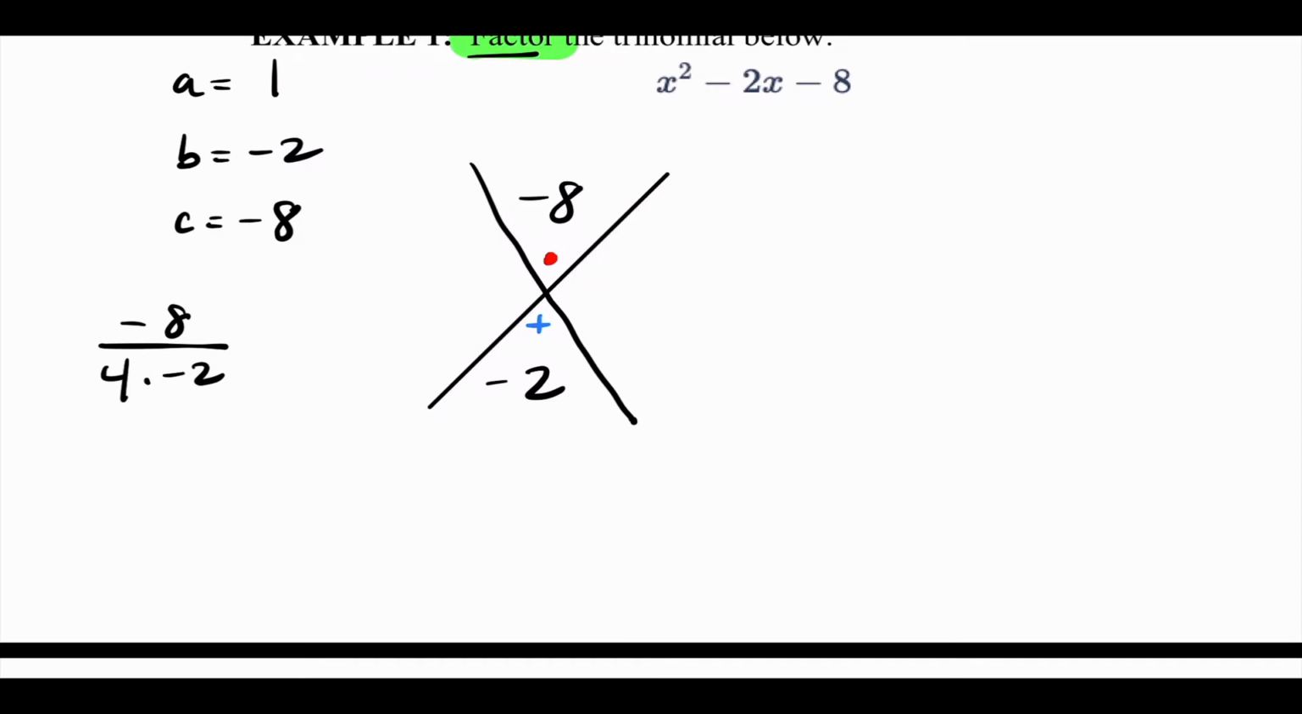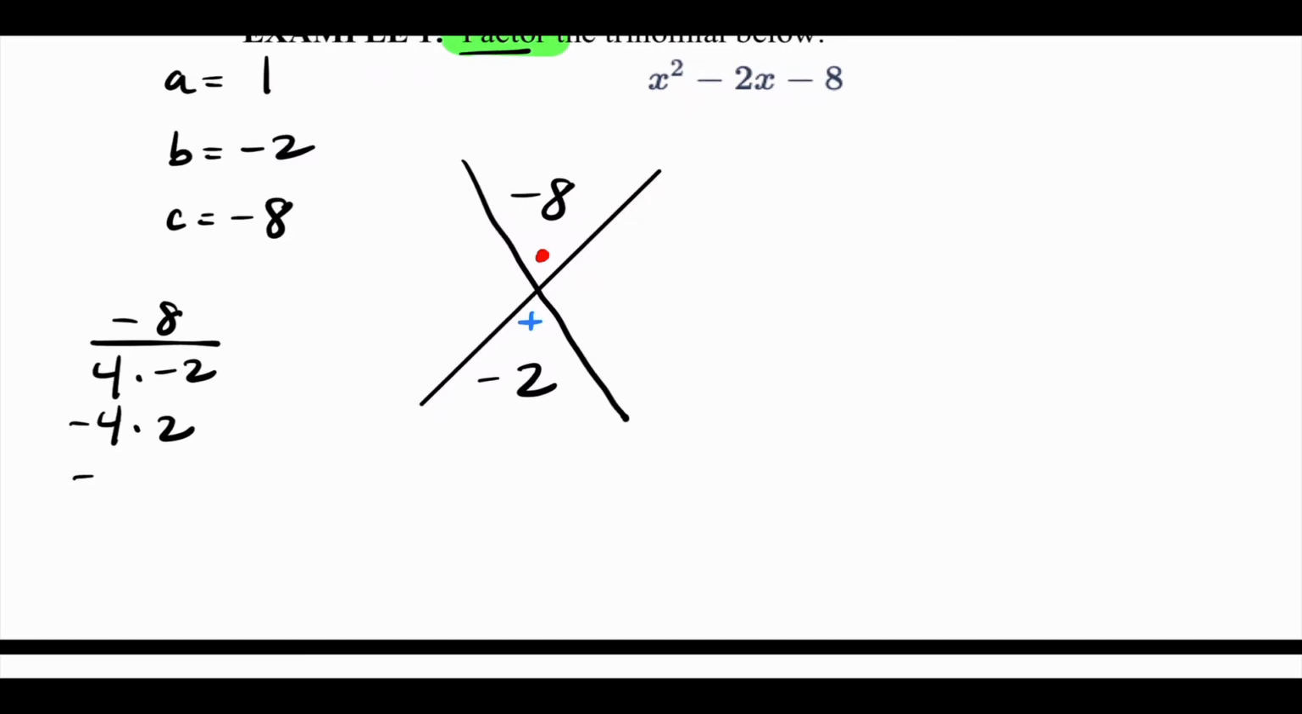We can also switch those, right? And make it -4 and +2, right? We have -8 and +1. We have -1 and +8. And I think that's the only things that make -8 multiplication-wise, right? Which of those also add up to be -2? First one, second one, third one, fourth one.